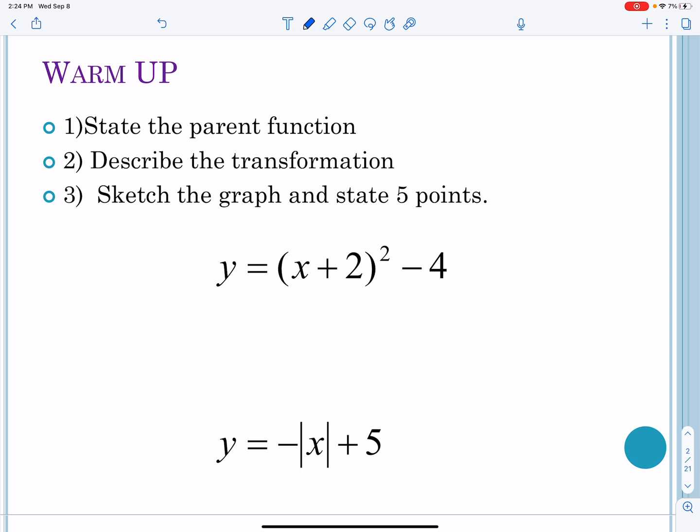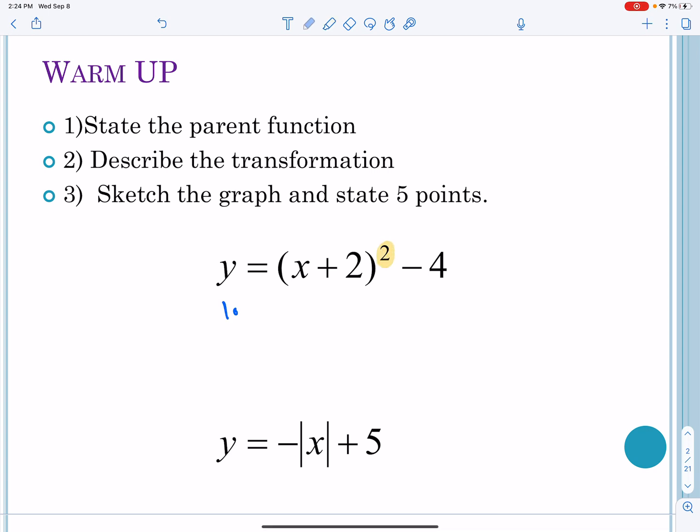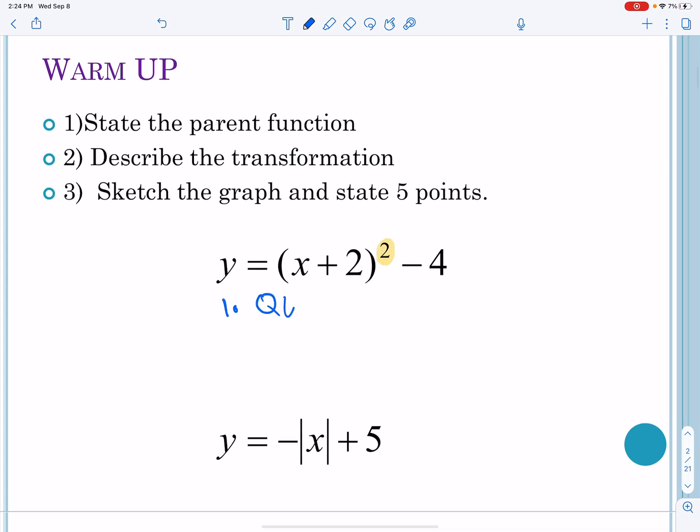On this first one, this is the warm-up. So they're going to ask you to state the parent function, and that's when we use our names. So on number 1, okay, this has a squared in it. So we learned that the last 2 days. That means that it is a quadratic. Sorry, it is so hard to write. Hopefully this will work. So this is a quadratic. Okay, that's the type of function.